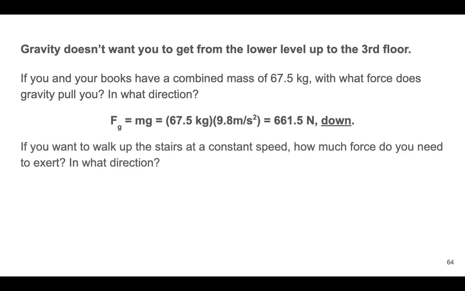So if you were to walk up the stairs at a constant speed, how much force do you need to exert in what direction? So the operative words here are at a constant speed. If you're not changing speed, that means you're not accelerating. So think of that in terms of what is the most important thing you've learned in physics all year. That's F equals ma. If a equals zero, that means F equals zero. So not the individual forces equal zero, but the sum of the forces equals zero. So if gravity is pulling down on you with 661.5 newtons, you must be exerting 661.5 newtons up. That way the net force on you will be zero, and you can move up at a constant speed.